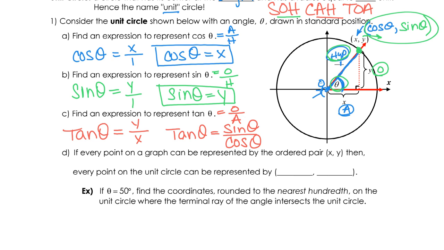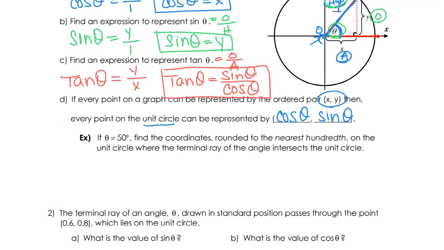And so that is how we now define tangent. That is the division of sine and cosine. Part D: if every point on a graph can be represented by the ordered pair x comma y, then every point on the unit circle can be represented with cosine theta and sine theta. And so here we have an example.